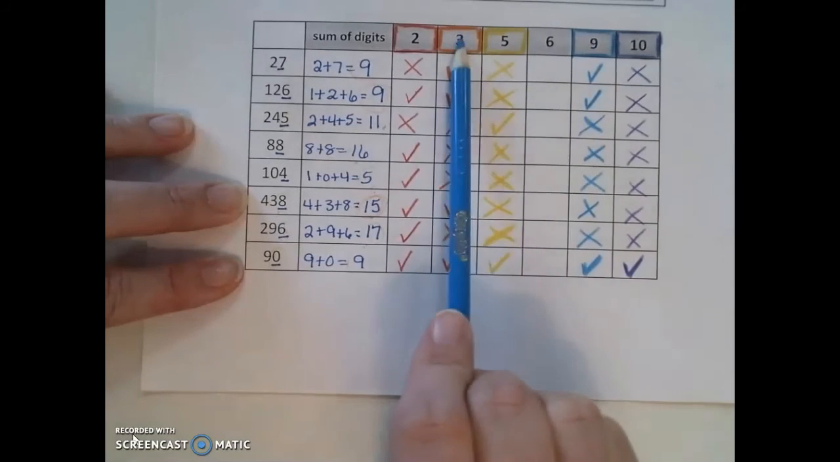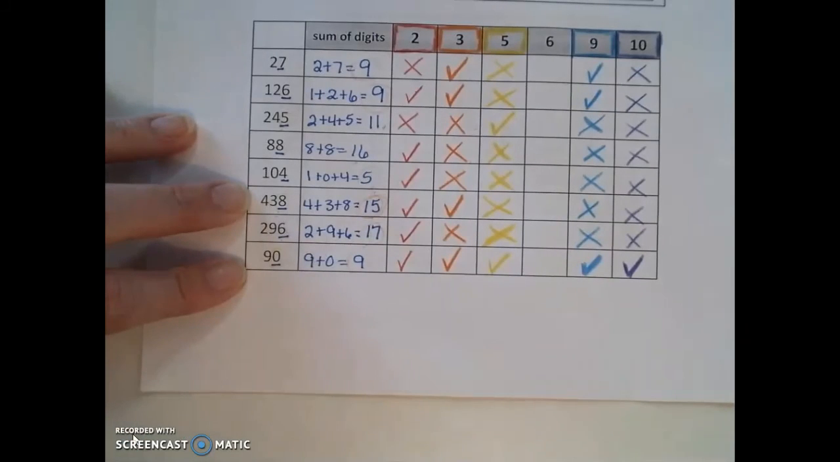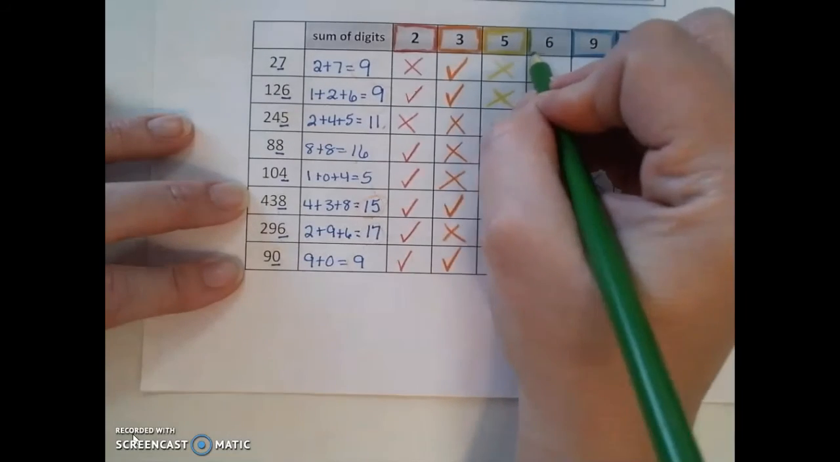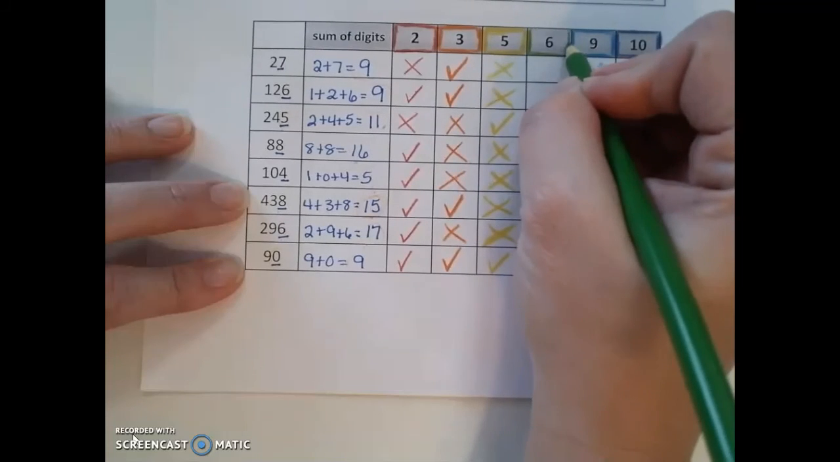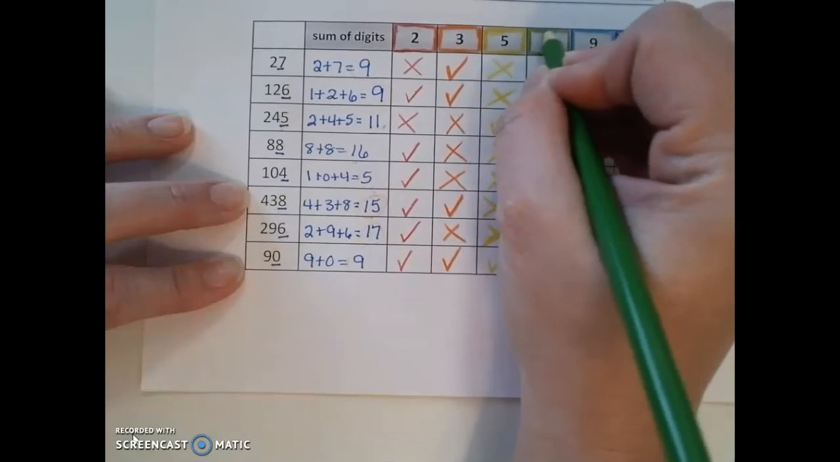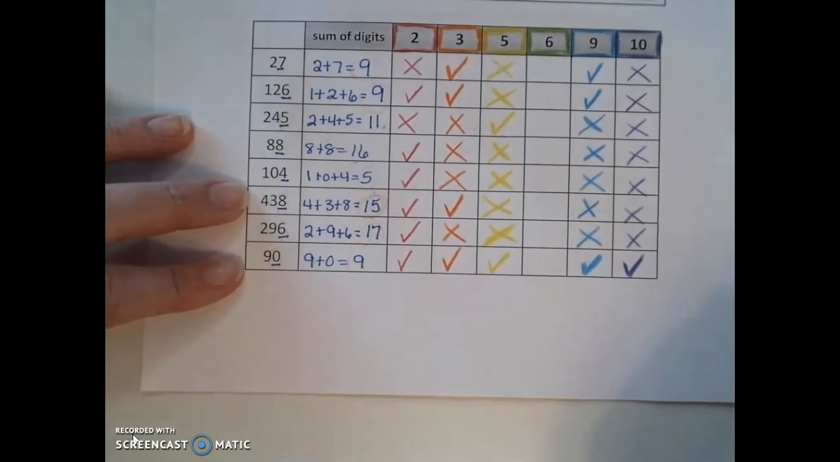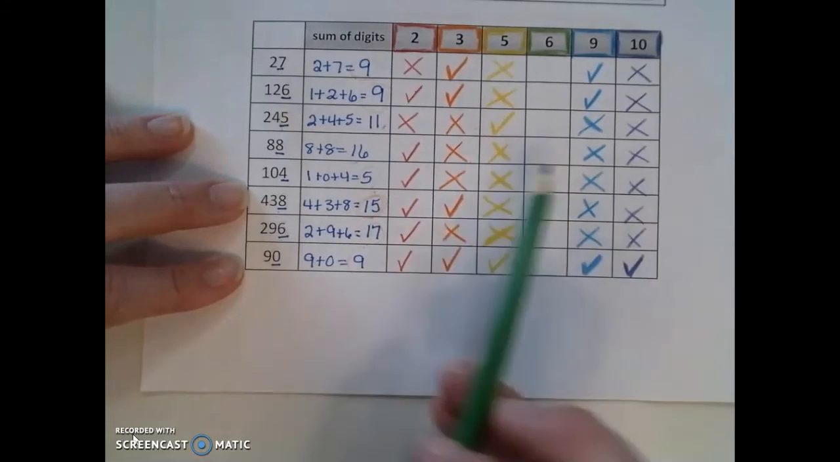So 3 and 9 have very similar rules. It's all about the sum of the digits when you add them up. Last but not least is 6. And if you've already done the 2s and 3s, 6 is very easy. The divisibility rule for 6 is that it must be divisible by 2 and by 3 to be divisible by 6. So that has to be a yes for 2 and a yes for 3.